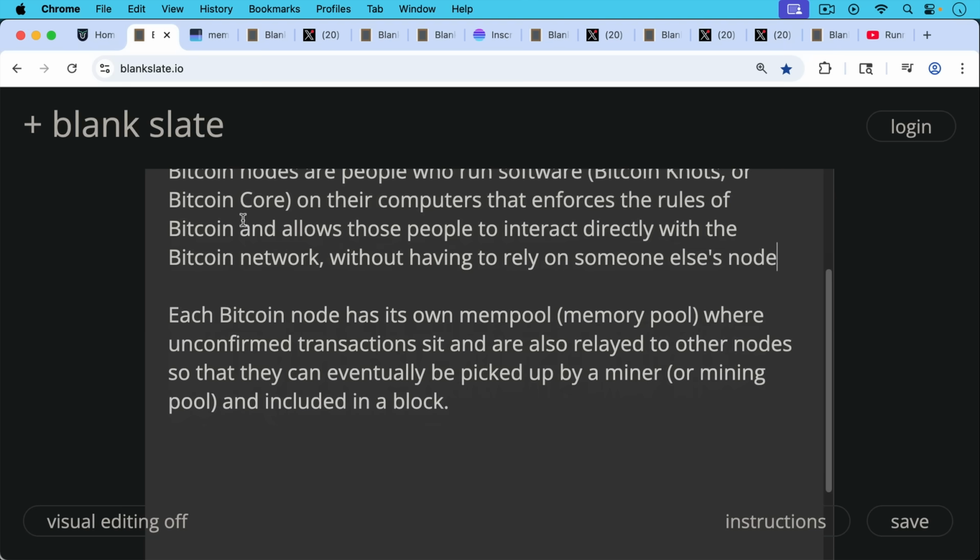Each Bitcoin node has its own mempool, short for memory pool, where unconfirmed transactions sit. Unconfirmed just means they haven't been included in a block by a miner yet. They sit in the mempool and they're also relayed to other nodes so that they can eventually be picked up by a miner or mining pool and be included in a block.